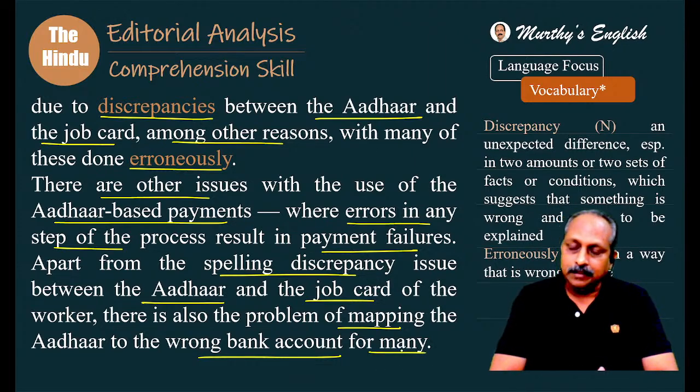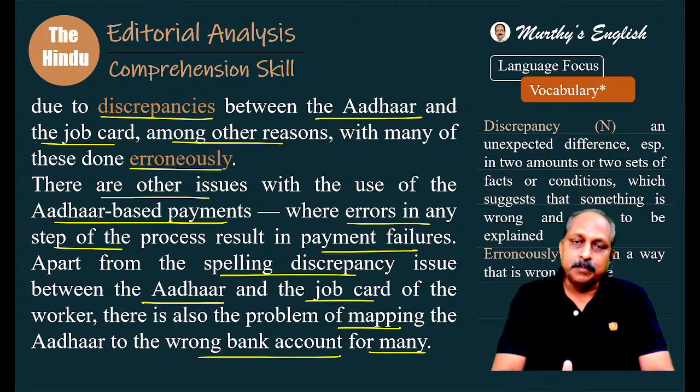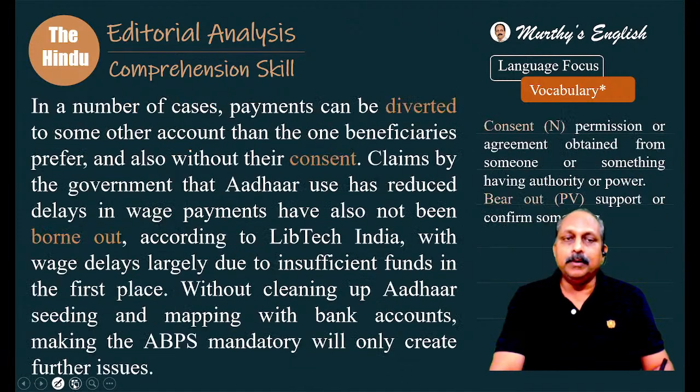There are two problems over here. One problem related to name, wrong spelling, Aadhaar one spelling, and job card another spelling. There's a discrepancy, one problem. What is the other problem? Mapping or routing the Aadhaar to the wrong bank account for many. They don't route or they don't map the Aadhaar to the right bank account, to the wrong bank account for many. That is also a problem. In a number of cases, number, you have to recollect the two phrases. A number, the number. The number takes a singular verb and a number takes a plural verb.